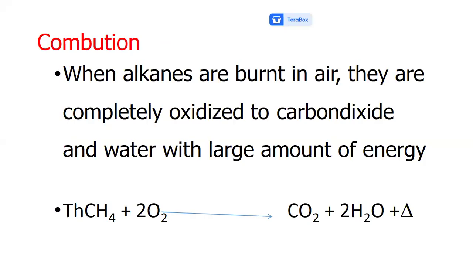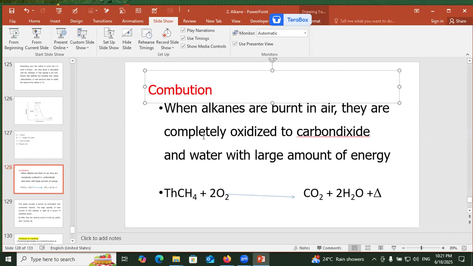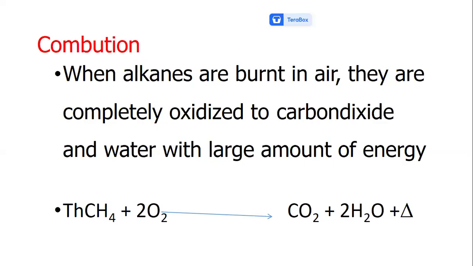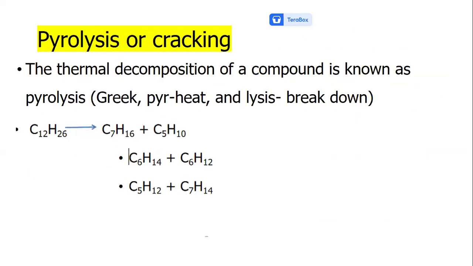Combustion. When alkanes burn in air, they are completely oxidized to carbon dioxide and water with release of energy. The above process is known as combustion, an exothermic reaction. A large quantity of heat is evolved and it is a source of energy, so petrol, diesel, kerosene, etc.